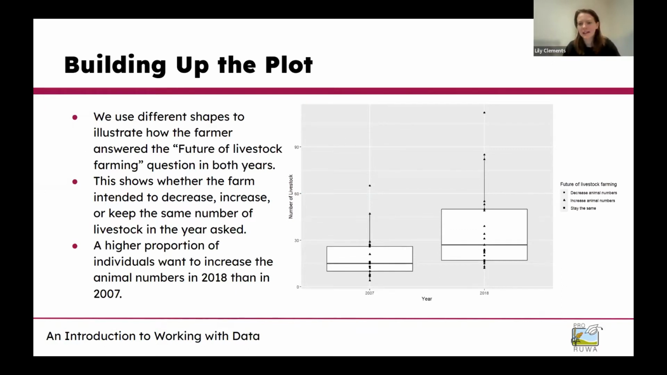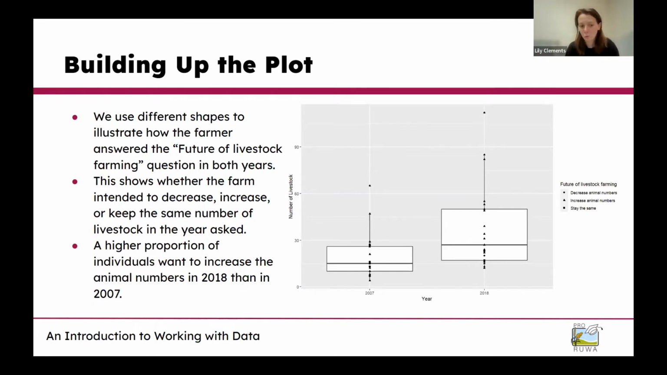This layer has dots, triangles, and squares. The dots mean that this person, when they were asked, feels that in the future they will decrease animal numbers. The triangles mean that in the future they will increase animal numbers, and the squares mean that in the future the animal numbers will stay the same. We've used these different shapes to illustrate how the farmer answered the question of the future of livestock farming in both years. This shows whether the farmer intended to decrease, increase, or keep the same number of livestock.